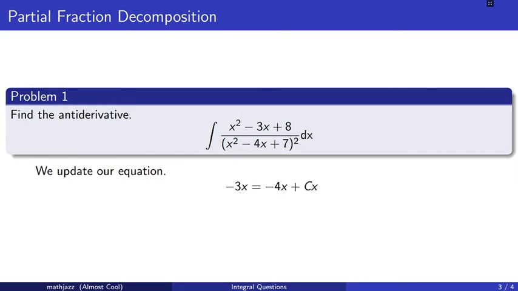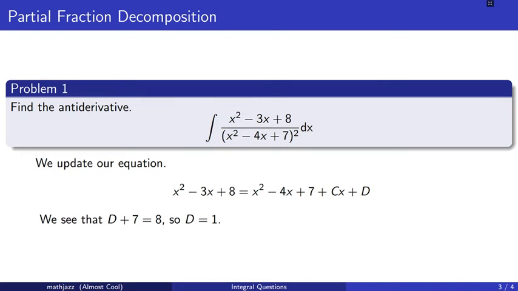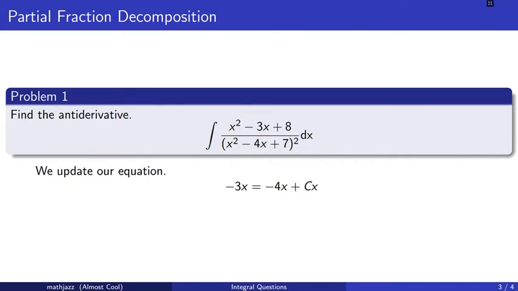Sorry, that might have gone a little quickly. From here, we can also cancel out the x squareds on each side. We know that d is 1, we substitute it in, so we have an 8 on the left and an 8 on the right, and they cancel. We're left with just negative 3x on the left, negative 4x plus cx on the right, which means that c equals 1.